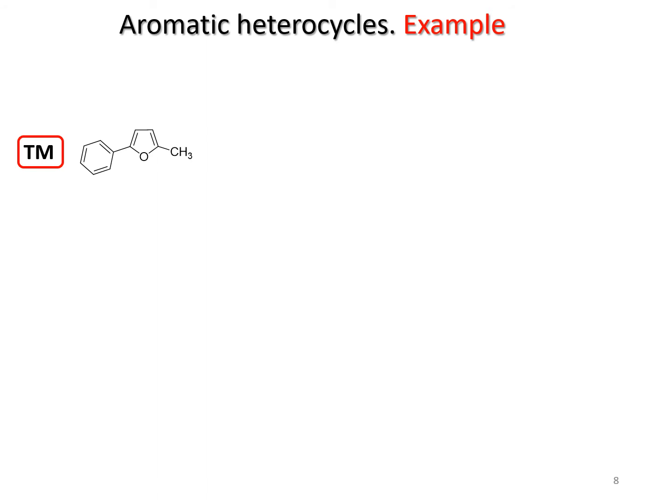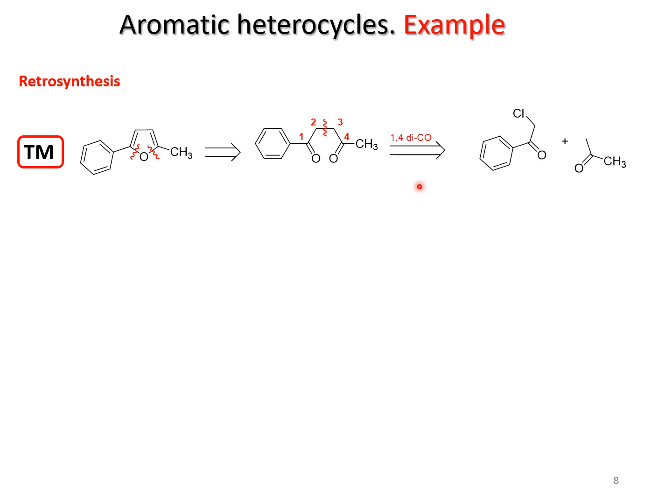Let's say that we want to synthesize this target molecule. We have a furan with 2 different substituents. So from the retrosynthesis point of view, we can imagine cutting the carbon-oxygen bond in both sides, so basically in the same way as we did for the pyrrole. And also in this case, we have a 1,4 dicarbonyl relationship. So we will see the dicarbonyl relationship a little better in the next few videos. But for the moment, let's say that we can start from these synthetic equivalents. Let's see the forward synthesis now.